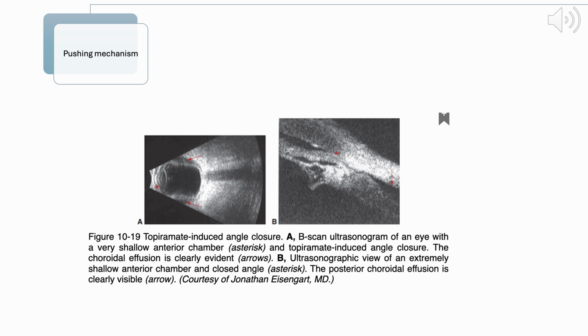These findings illustrate the classic mechanism of drug-induced secondary angle closure: choroidal effusion leading to forward displacement of the iris lens diaphragm and not pupillary block.